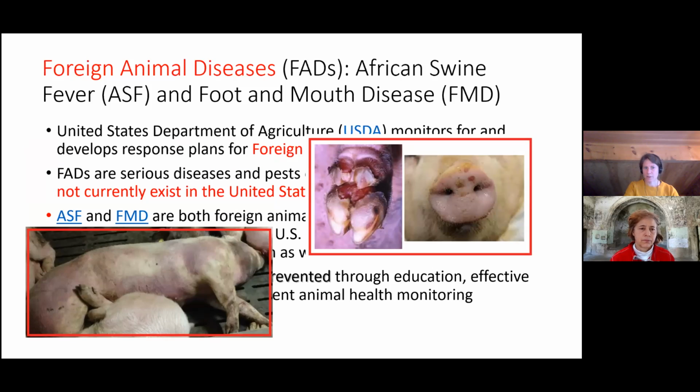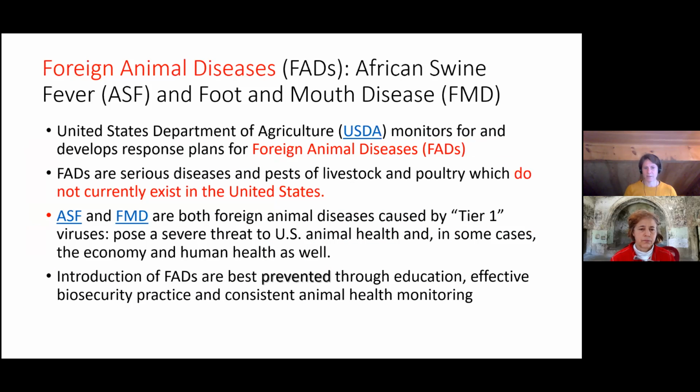So again, we don't have these diseases here in the United States, but we're constantly conducting surveillance to try to detect them as soon as possible. The real goal is to prevent the introduction of foreign animal diseases. And we do this through education about the disease, but also education about effective biosecurity practices. And one of the most important parts of preventing introduction and spread of these diseases is consistent animal health monitoring. So if you ever see anything weird, it's important to look into that.